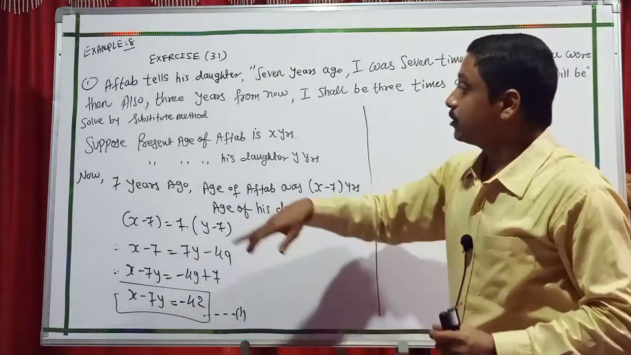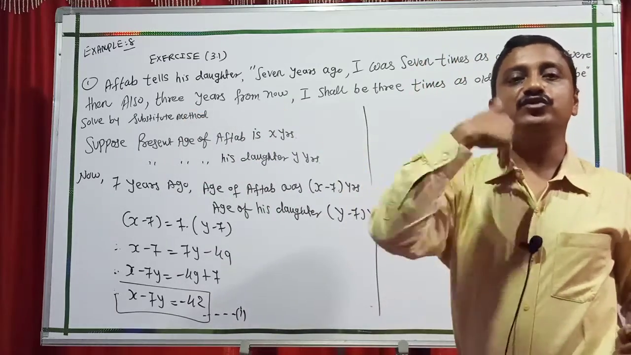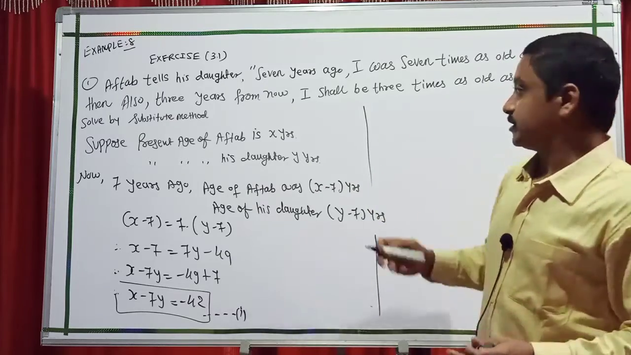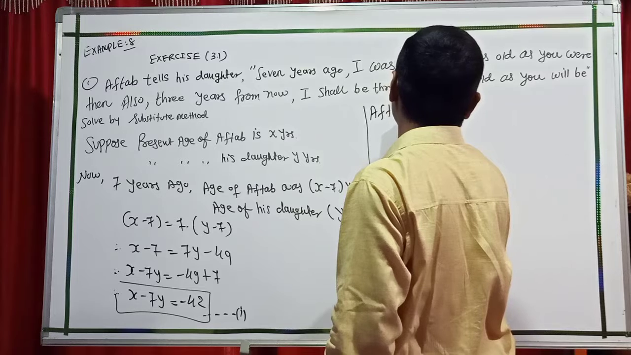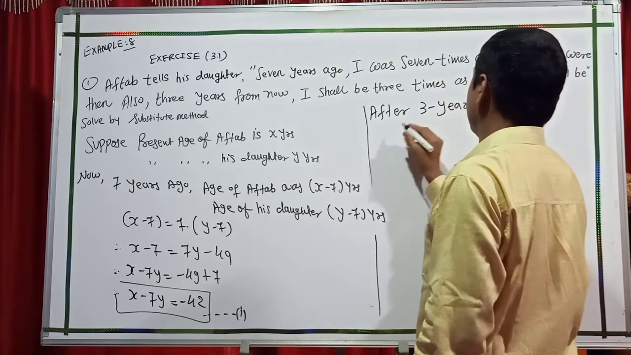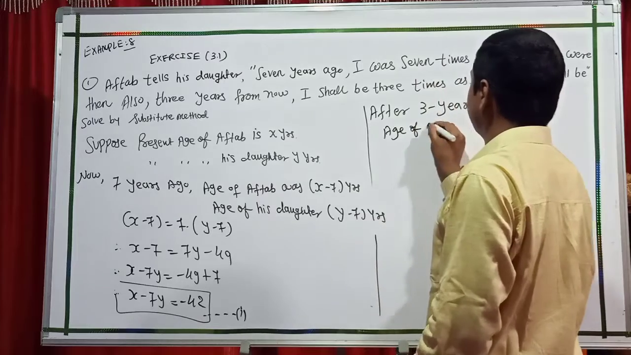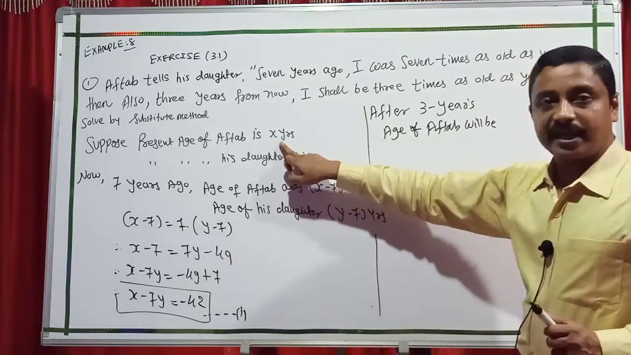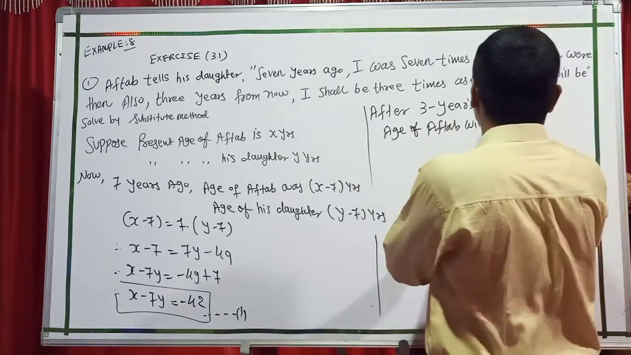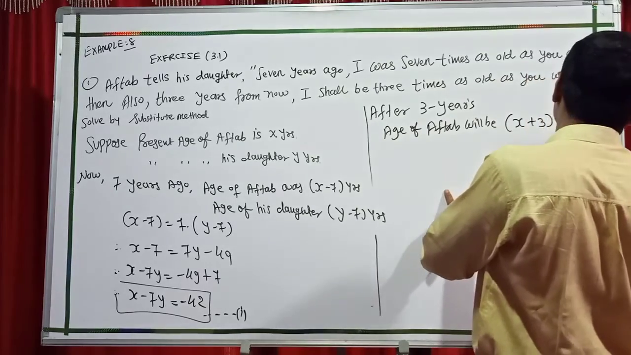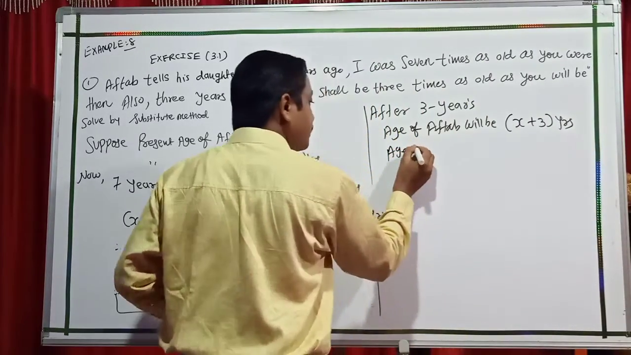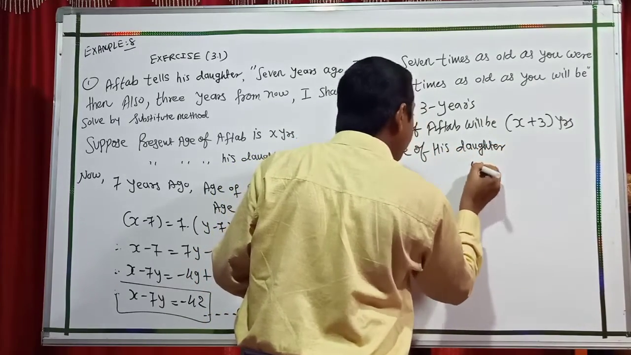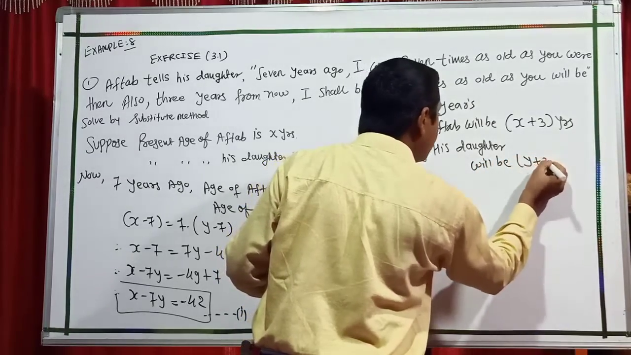Our second question is: 3 years from now. It means future tense, so we convert the present age into future tense. After 3 years, the age of Aftab will be, present age is x, no doubt, so in the future tense the age is x plus 3 years, and the age of his daughter will be y plus 3 years.